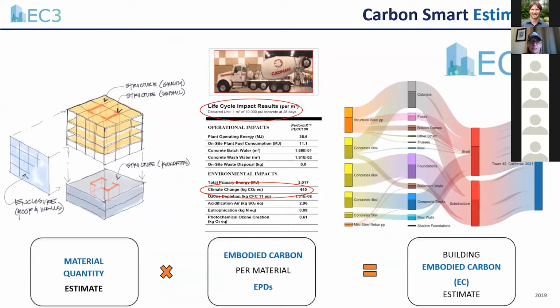And then what EC3 is doing is taking material quantities, just like we would in a cost estimate, and multiplying those by kilograms of CO2 per unit versus cost per unit. And that gives you an embodied carbon estimate for the materials included.